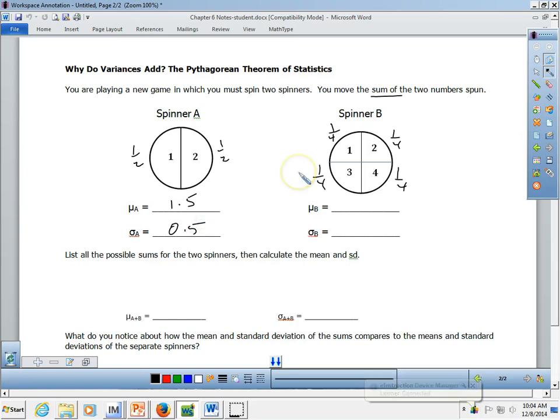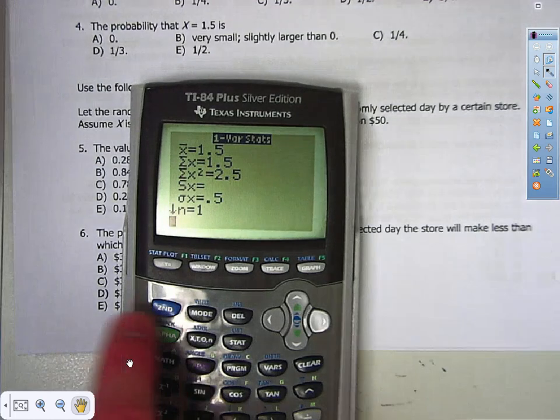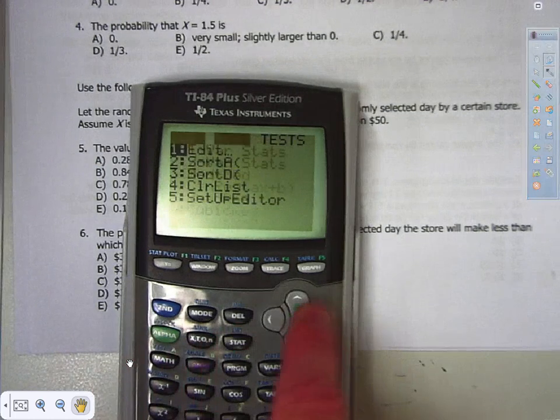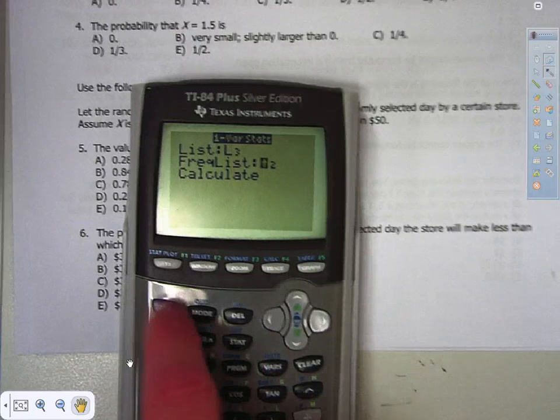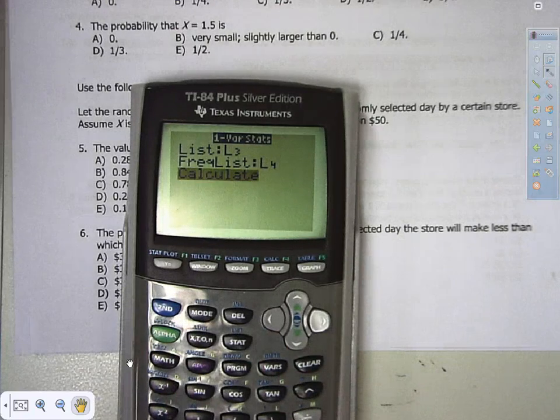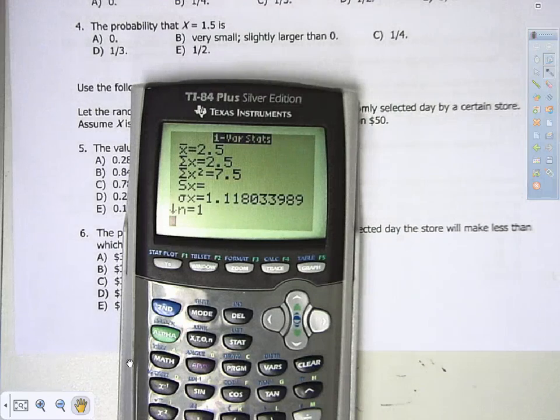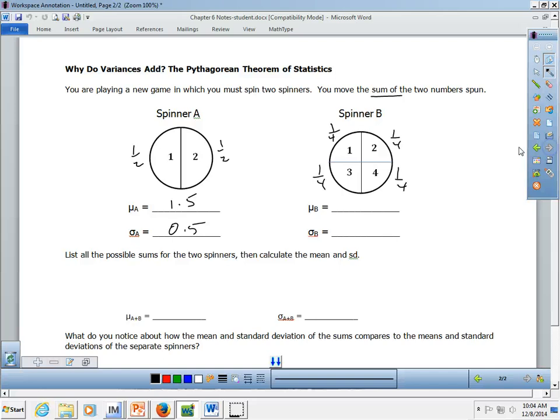Now, let's go find the mean and standard deviation for the second spinner. So I go to Stat, Calc, one variable stat. Now my values are in list 3. How often they occur is in list 4 in terms of their probability. And there you go. The mean is 2.5 and the standard deviation is 1.12, and we can round that.